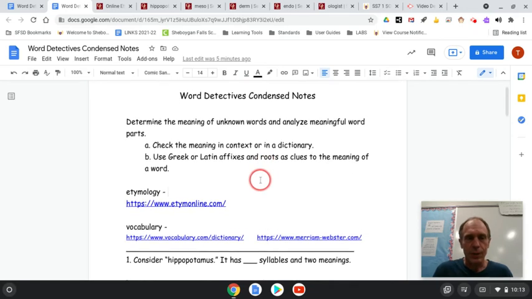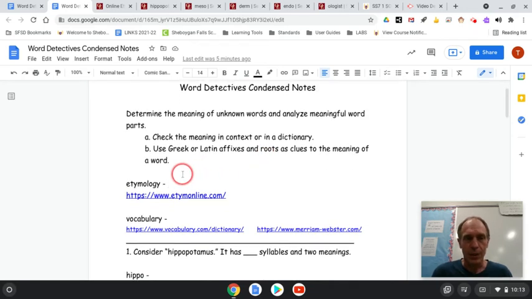And below that here, we have the word etymology, which we should define, and vocabulary. If you do want to stop the video at this point and look those up, you could do that and put those definitions in there. I'm going to add those here shortly. We have a few good sites here, etymonline.com for etymology, vocabulary.com for the vocabulary here, or Merriam-Webster.